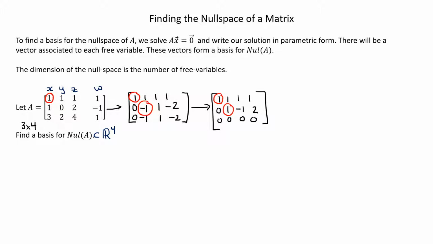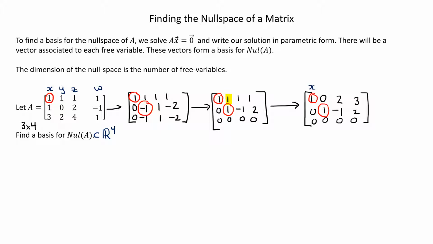So we're very close to the reduced row echelon form at this point. The only thing that is missing is that we have this non-zero value above our second pivot. So we're going to clear that out by subtracting row 2 from row 1. All right, and now we're in the reduced row echelon form.